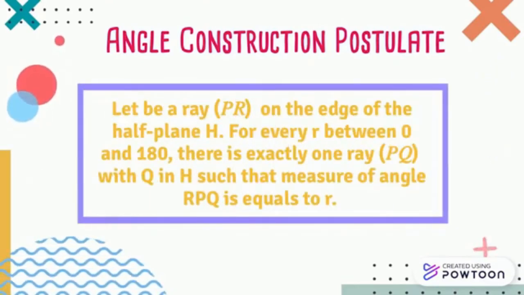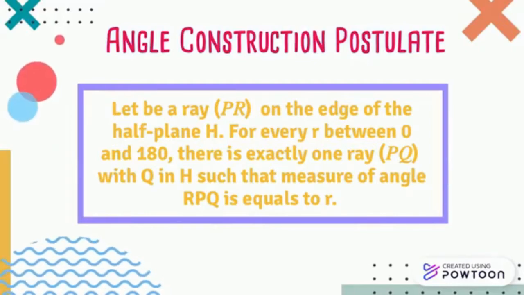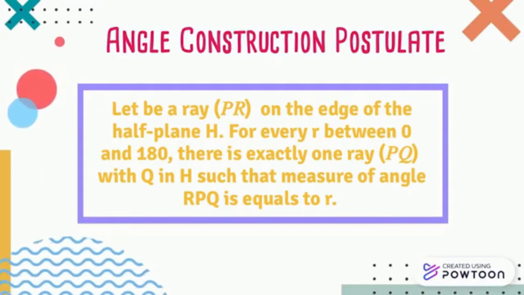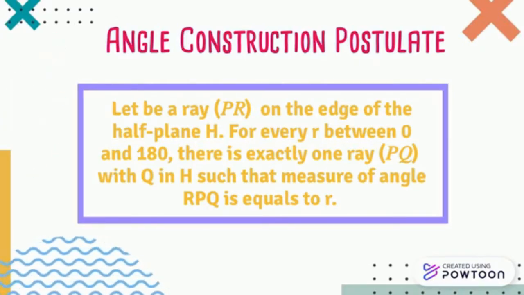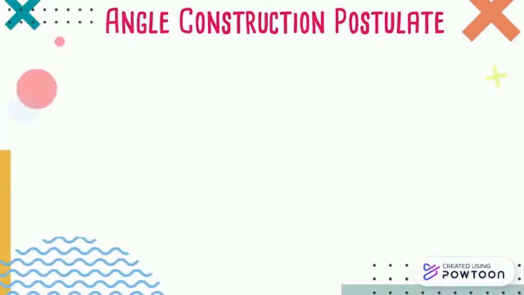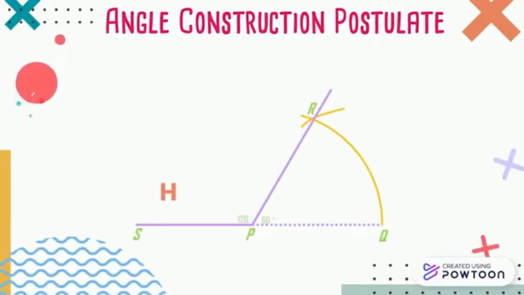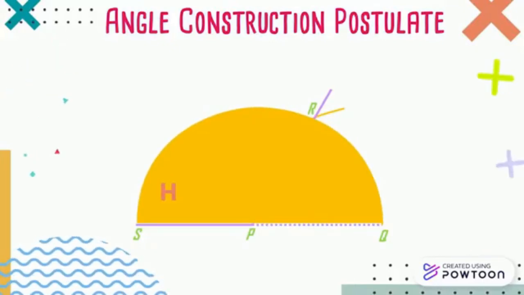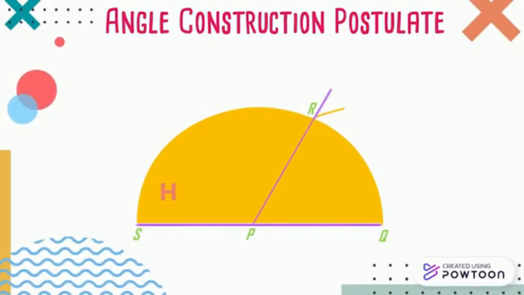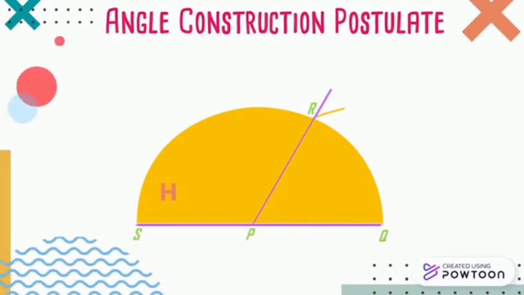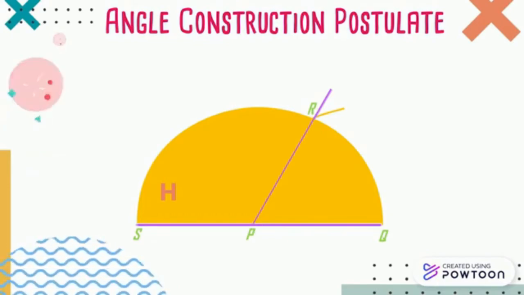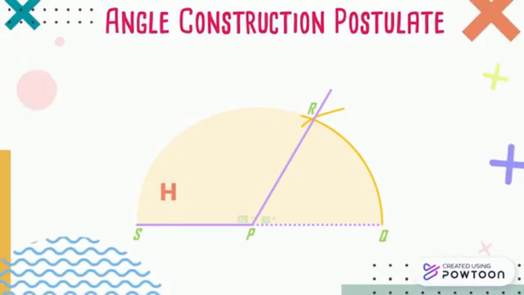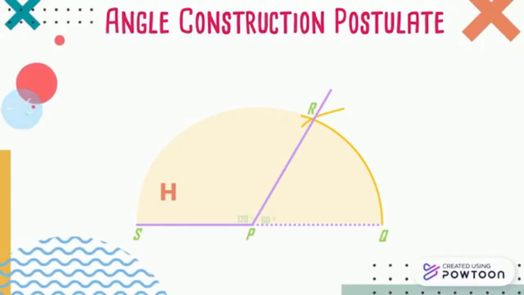Next postulate, angle construction postulate. Let there be a ray PR on the edge of the half-plane H. For every r between 0 and 180, there is exactly one ray PQ with Q in H such that the measure of angle RPQ is equal to r. For example, we have this diagram here. Imagine that the half-plane H is a semicircle. Points R, P, S, and Q are on the plane. We can obviously see that angle RPS is an angle. Ray PR is on the edge of the half-plane. It constructs angle RPS and at the same time angle RPQ.